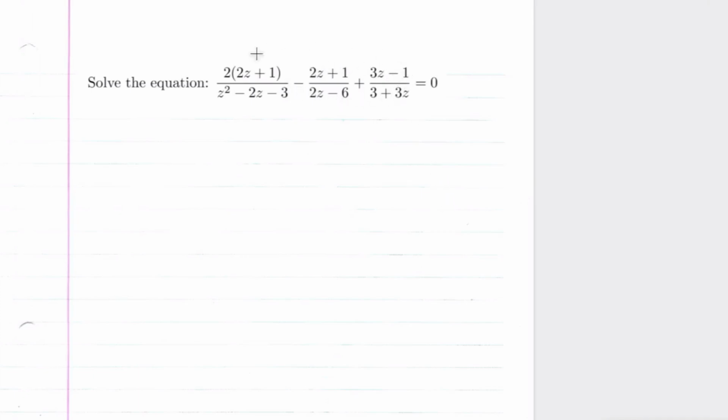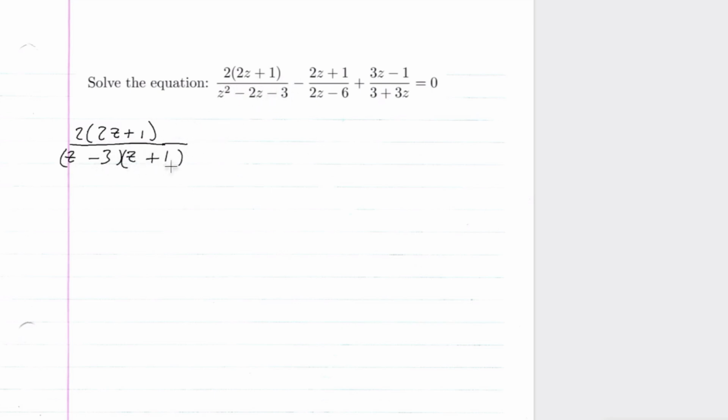All right, so we're going to solve this equation here. The first thing we're going to do is factor the bottoms, the denominators, and see what we're working with. So we have 2 times 2z plus 1 over, so here, this factored out, I know it's going to be z, and then negative 3 times positive 1 gives me negative 3, and negative 3 plus 1 gives me negative 2.